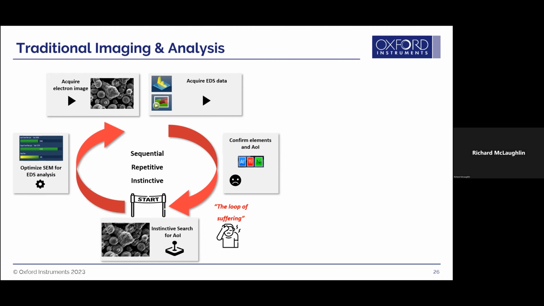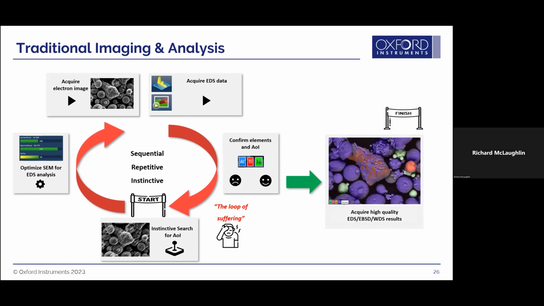So really what we want to do is do everything at once. And then we don't have that cycle. We just use the chemistry and the imaging simultaneously to find areas of interest to do our EDS or EBSD or WDS analysis.